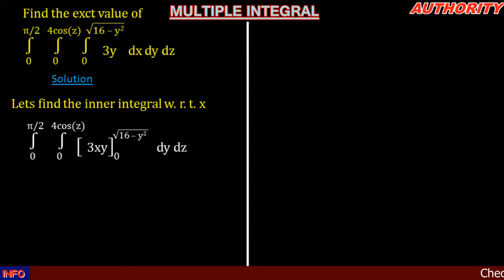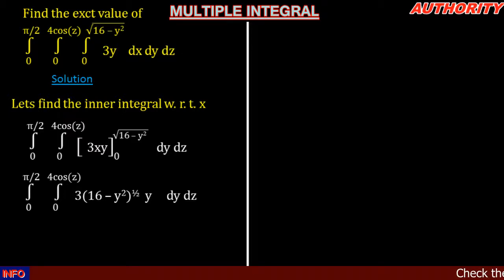Now let's go. Plugging in the upper limit, you are going to have the integral from 0 to pi over 2 and the integral from 0 to 4 cos z. We have 3, and in place of x, we're going to replace it with (16 minus y squared) raised to power 1 over 2. You know, this square root of 16 minus y squared is the same as 16 minus y squared in bracket raised to power 1 over 2. Now here we have y dy dz.